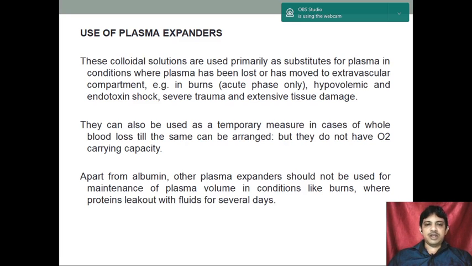They can also be used as a temporary measure in case of whole blood loss, until the blood can be arranged. If there is blood loss due to an accident or other case, and it takes time to arrange the blood, then in that case we can give this. But what is the problem with that? They do not have oxygen carrying capacity, clear? So they will not work as blood, but of course to maintain the plasma volume we can use them.